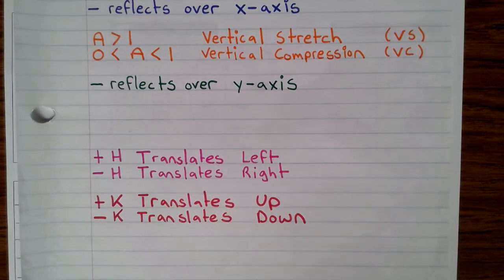When it's plus h, it translates left. When it's minus h, it translates right. When it's plus k, it translates up. When it's minus k, it translates down. Okay, if you would go ahead and complete the notes. All right, now your notes are complete. Let's take a look at the examples.